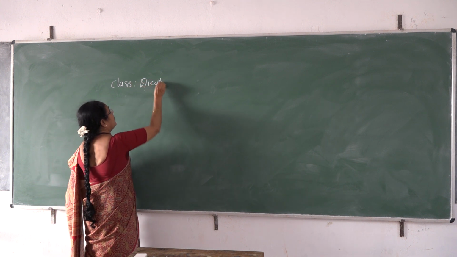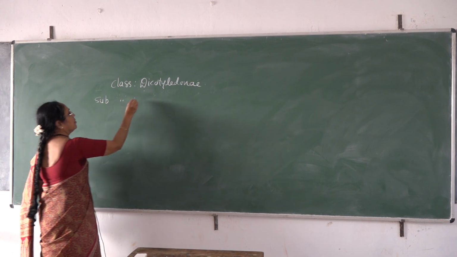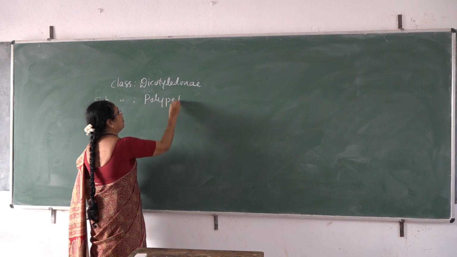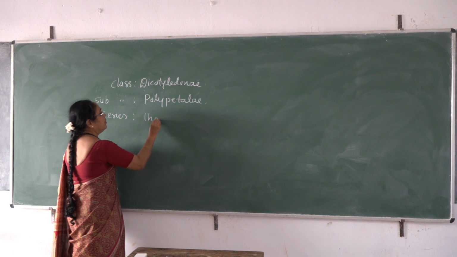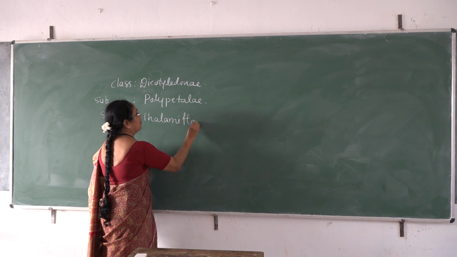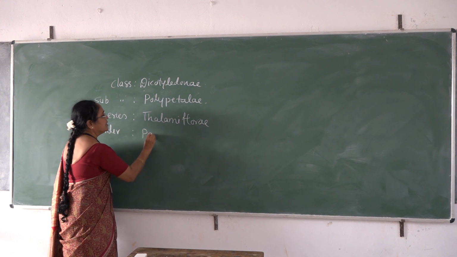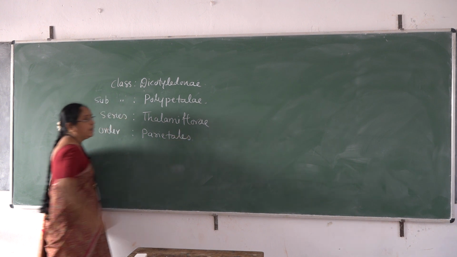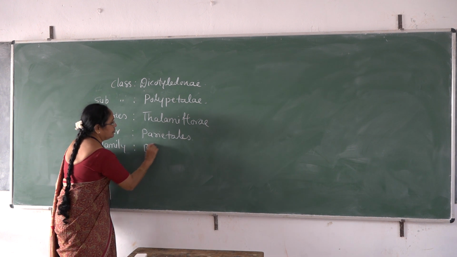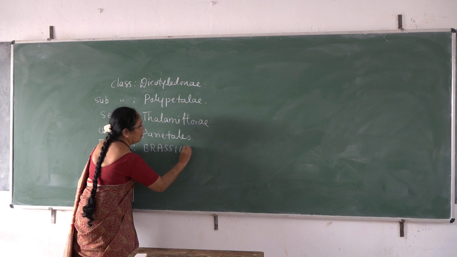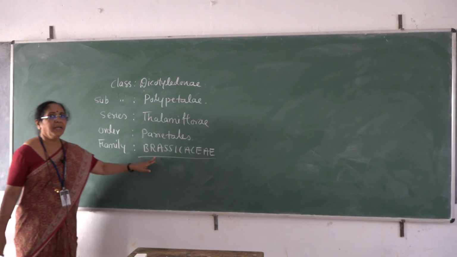Dicotyledonea, subclass Polypetalae, series Thalamiflorae, order Parietales, and family Brassicaceae. So this is the classification for family Brassicaceae.